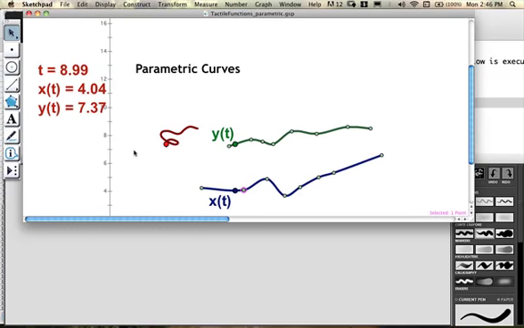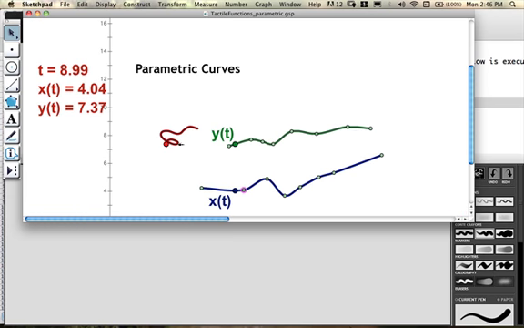Hi there, I'm making a short video to demonstrate this sketch about parametric curves. I want to think of a curve that I'll define with these two functions here. I've got x of t that controls the x value of the point, and y of t which controls the y value of the point.